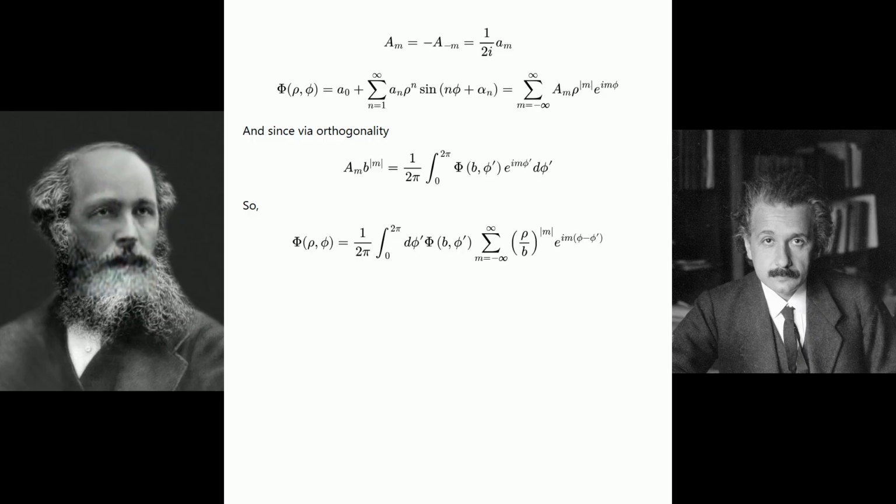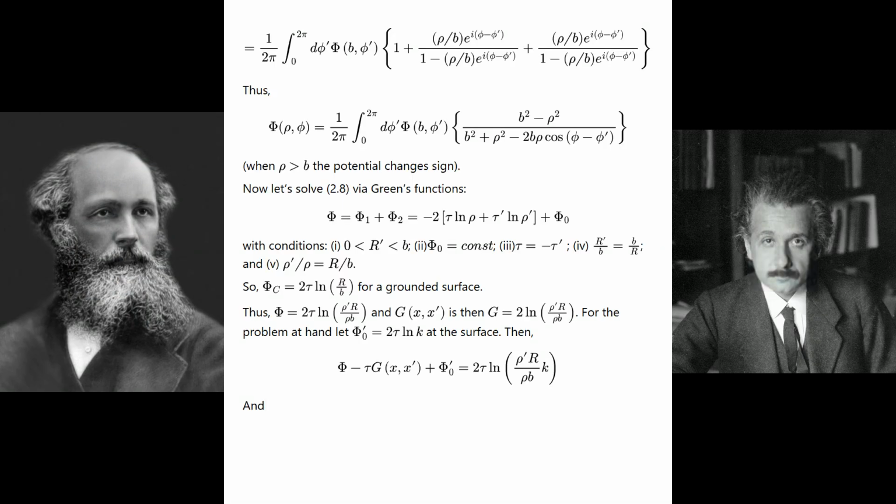See the equation shown. And since via orthogonality, see the equation. So see the equation shown. Thus, see the equation shown. When rho is greater than b, the potential changes sign.